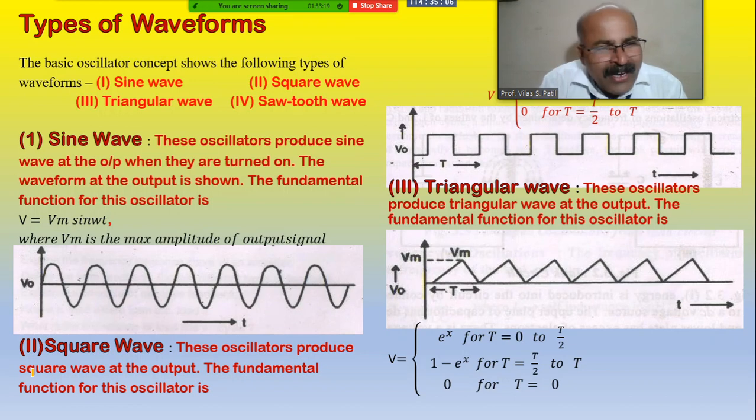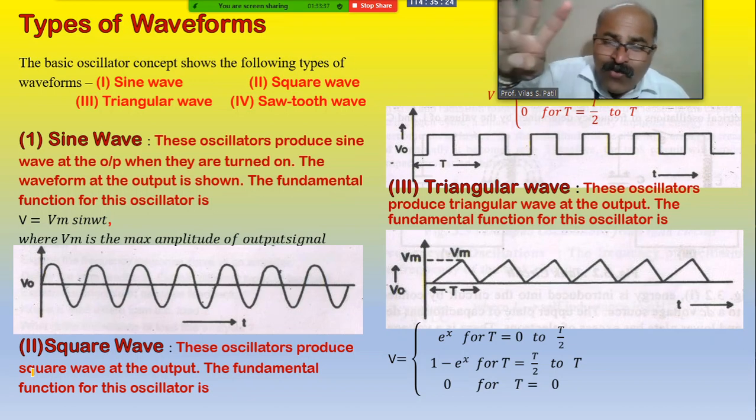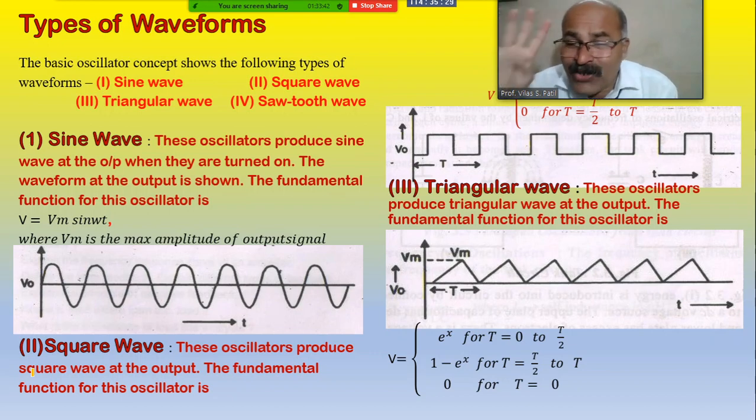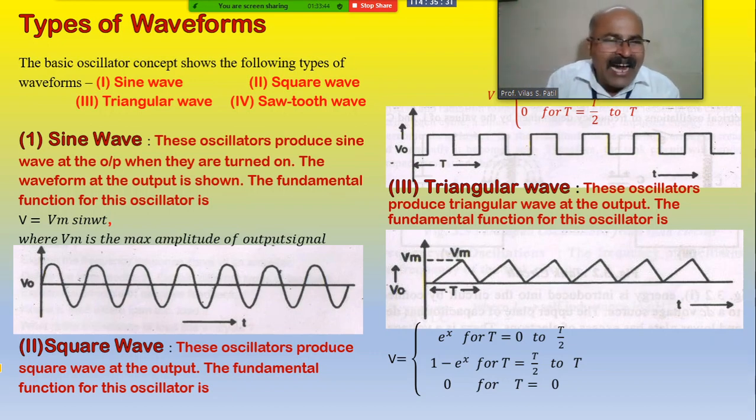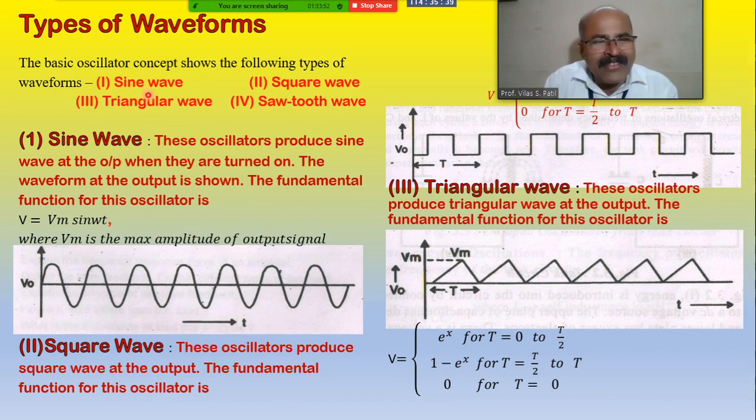Friends, there are types of the waveform. I already said in the introduction that AC signal means the oscillatory signal. But there are different shapes of the oscillatory signal, and there are four different waveforms in case of the AC signal. In case of the oscillatory signal, what are they? Just I am using the laser. One is the sine wave whose output is sinusoidal.